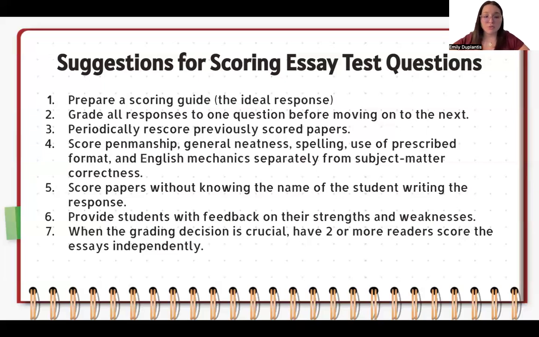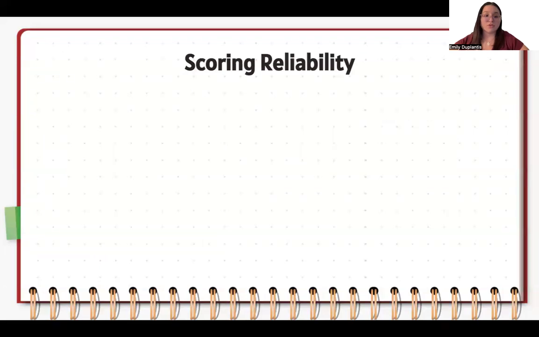Seven, when a grading decision is crucial, have two or more readers score the essays independently. So if this one essay is going to be the difference between a pass or fail kind of situation, you want to grab another teacher or somebody around who is capable, who is knowledgeable, and see if your scores are matching what their scores are based on your rubric.